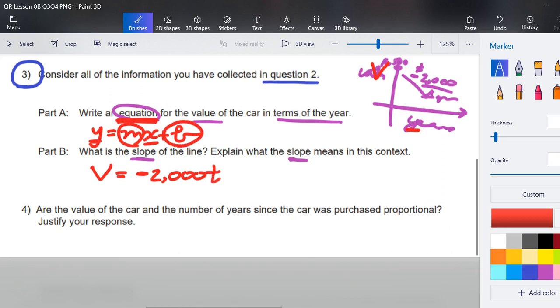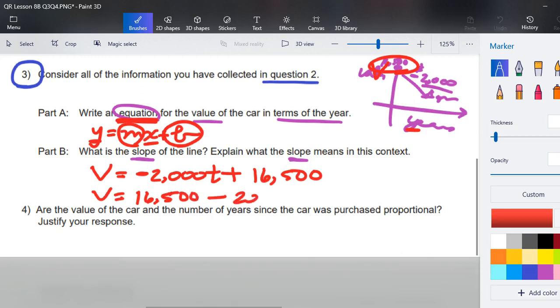And then we're going to add in the y-intercept. So add in where we cross the y-axis, and that's at $16,500. And voila, we have an equation, and we can write it like this, or some people may not like that negative sticking out front. We could flip it around and write it like this. Both of these are great equations where you see value, a decrease, time, and a starting place.